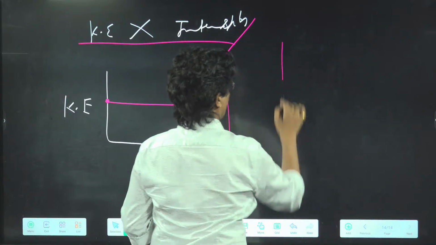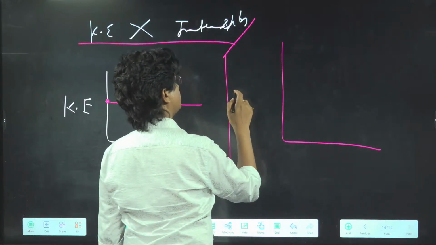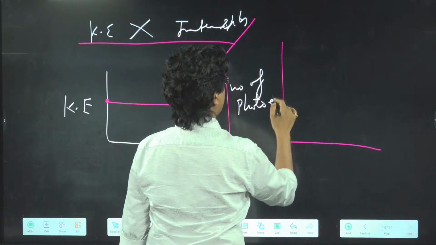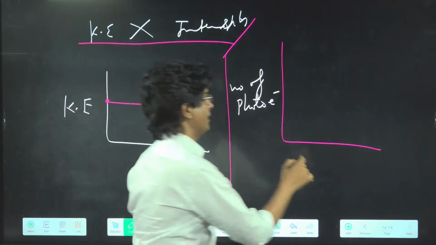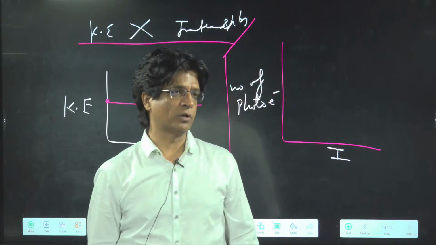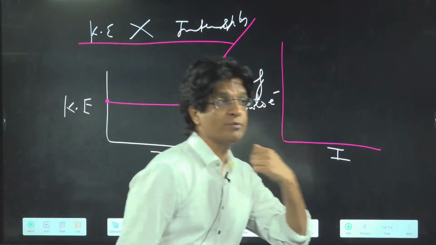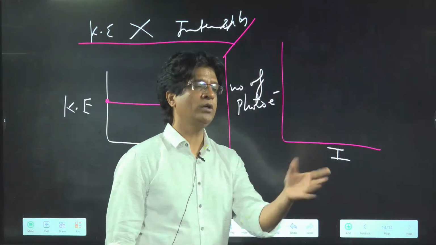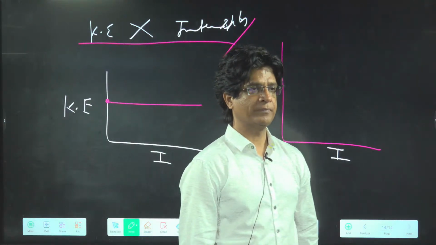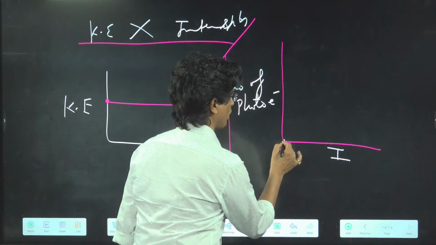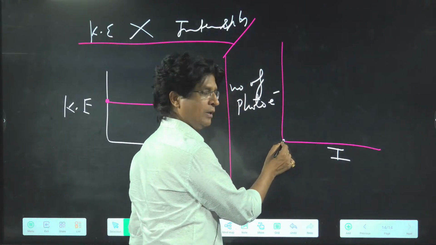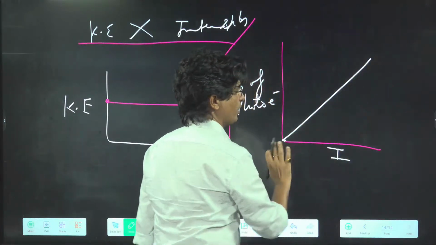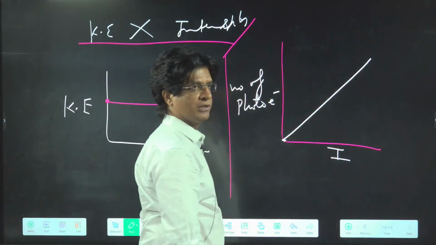Now one more thing. We have the number of photoelectrons ejected, and the intensity. The graph will be like what? More photons, more electrons. Less photons, less electrons. And no photon, no electron will be ejected. Yes or no? So no photon means intensity is 0. Yes, it will be a straight line passing through the origin. More intensity, more photoelectrons ejected.